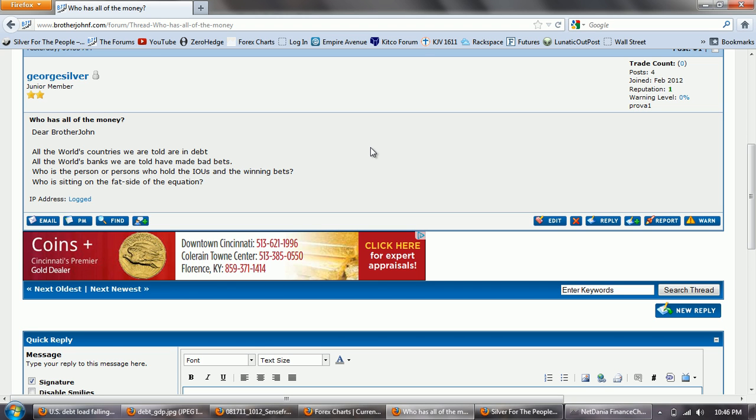The fat side of the equation are the people who own real assets outright without any kind of legal debt encumbrance upon them. So people who own gold, people who own silver, physical gold and silver that are not pledged to anyone else, they're sitting on the fat side of the equation. People who own real estate.